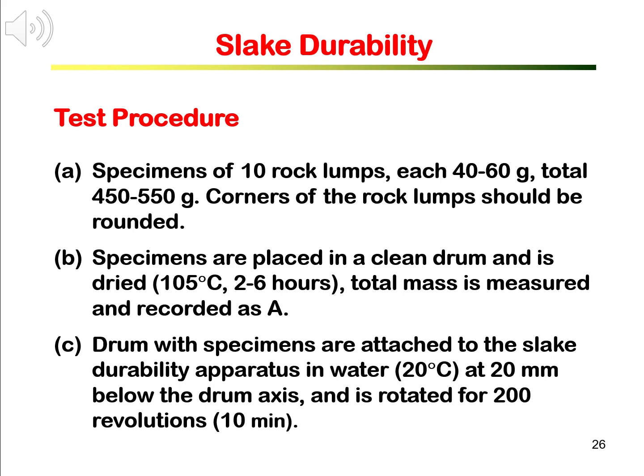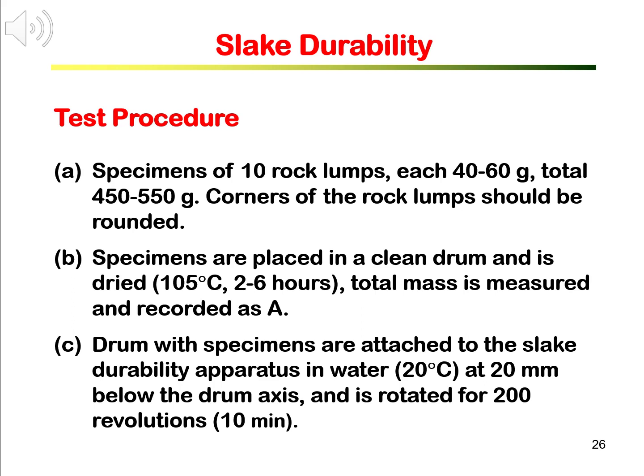Specimens are placed inside a clean drum. The drum and the specimens are put in the oven at 105 degrees C temperature for 2 to 6 hours. The rock specimens are dried. The total mass of the specimen and the drum is measured by the weighing balance and is recorded as mass A.